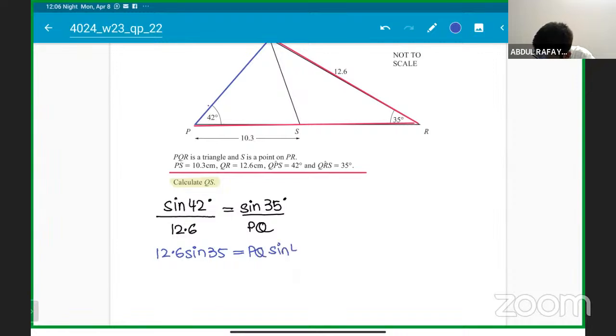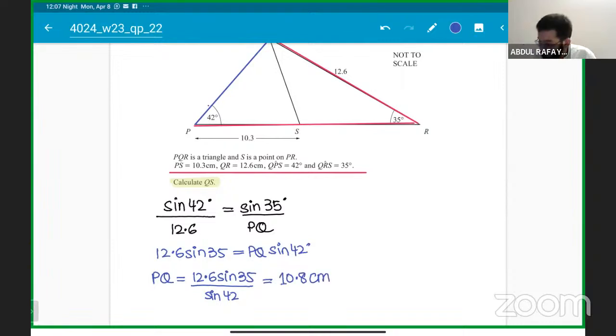Make sure to show as much working as possible. So, PQ is equal to 12.6 times sine 35 divided by sine 42 degrees. Okay, so I'm going to get the value then. The value will be 12.6 times sine 35 divided by sine 42. So I'm getting PQ as 10.8 centimeters.